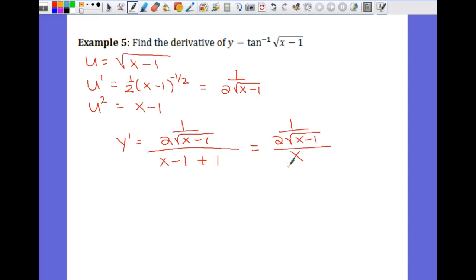Okay, but yes. So you get 1 over 2 square roots of x minus 1, all over x. Anytime you have an x in the denominator or alone, it's kind of like our h. It gets absorbed into the other denominator because you multiply by the reciprocal, which is 1 over x. So you're going to get 1 over 2x square roots of x minus 1.